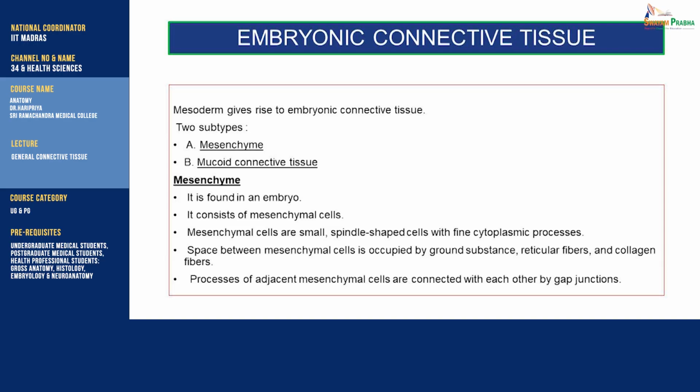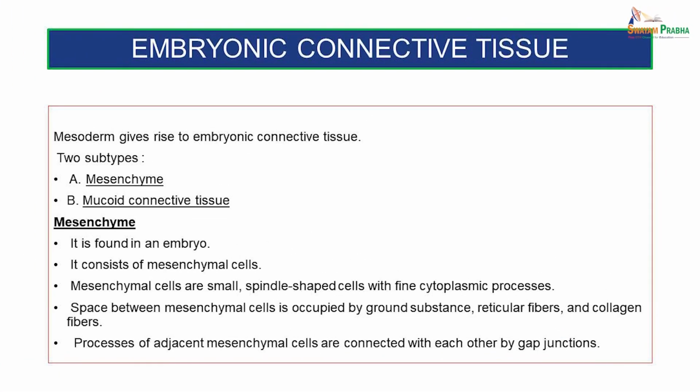The embryonic connective tissue. So mesoderm, it gives rise to the embryonic connective tissue. There are two subtypes. So we have the mesenchyme and the mucous connective tissue. So the mesenchyme, it's found in the embryo. It consists of mesenchymal cells. The mesenchymal cells are small, spindle-shaped with fine cytoplasmic processes. The space between mesenchymal cells is occupied by ground substance, reticular fibers, and collagen fibers. The processes of adjacent mesenchymal cells are connected with each other by gap junctions.